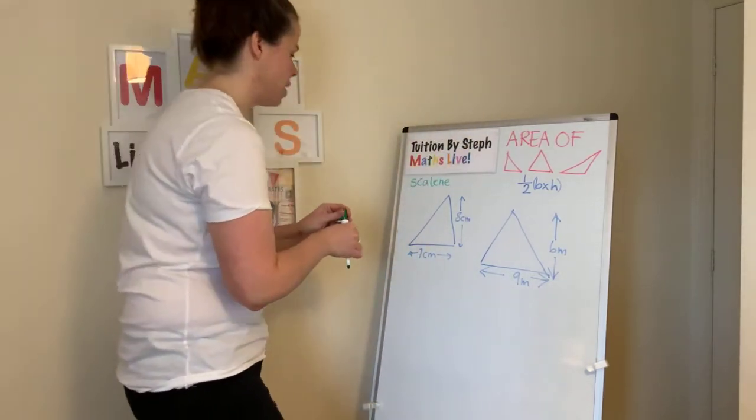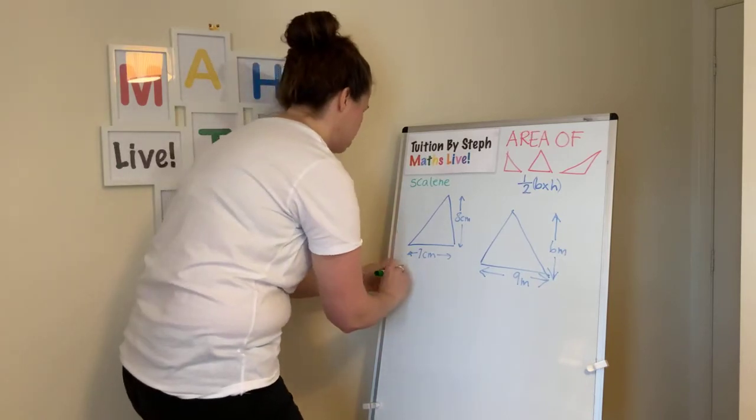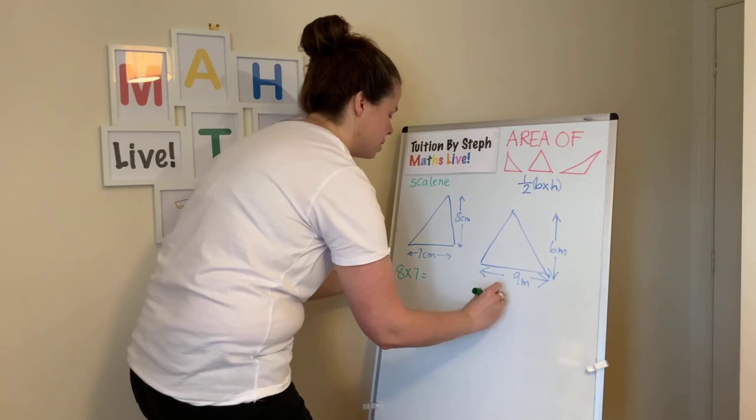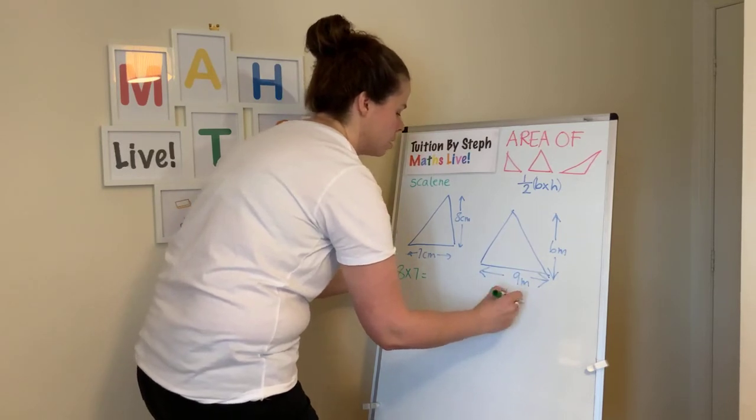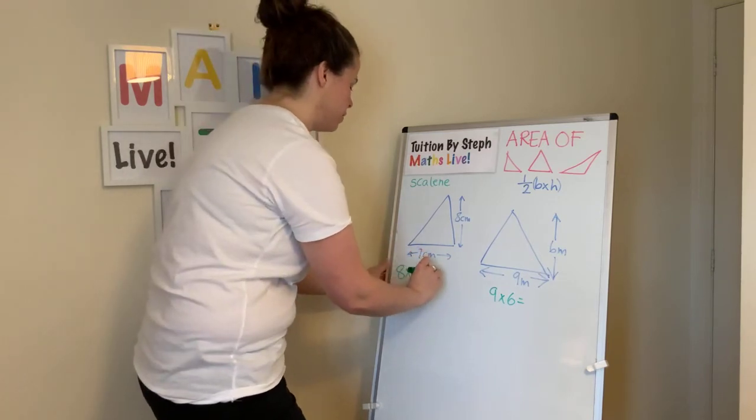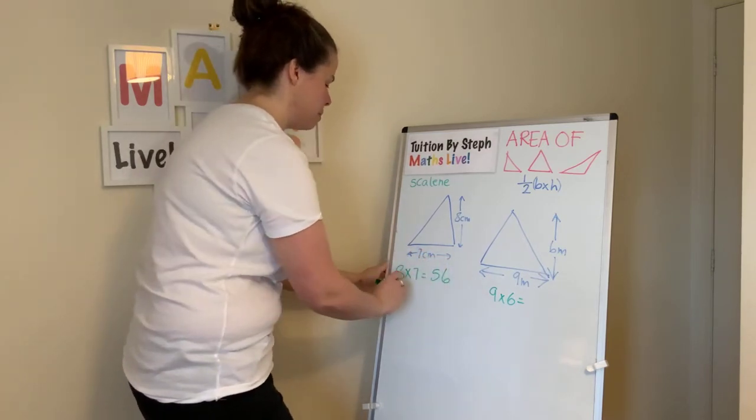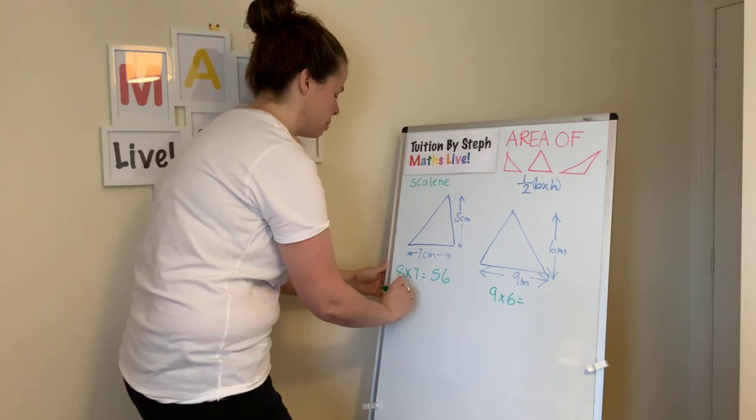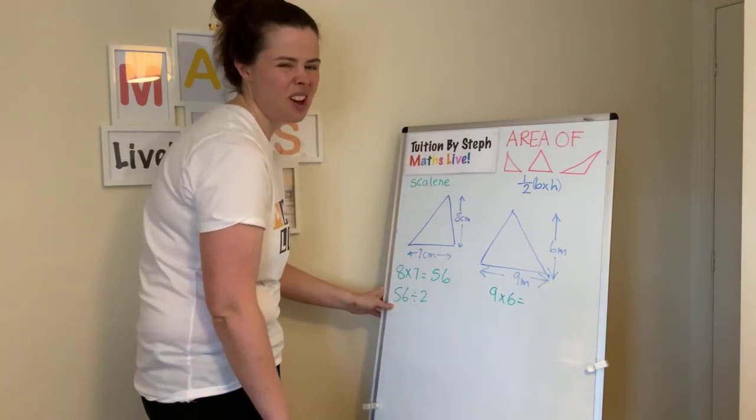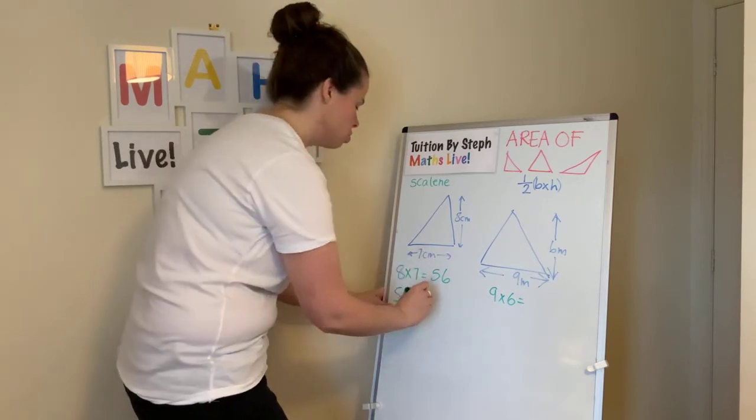Okay, so I'm just going to write the calculations. So we need to do 8 times 7, and then we need to do 9 times 6 for this one. 7 eighths are 56. And then we need to do 56 divided by 2. But again, you might think, you can't halve 5. So if you're not sure, just do a quick bus stop.